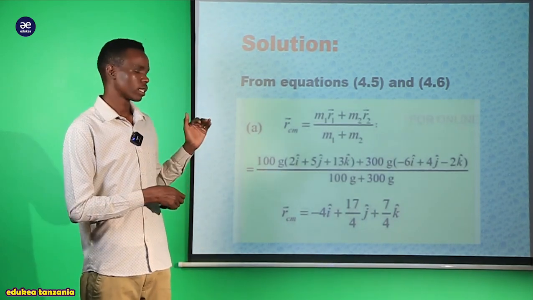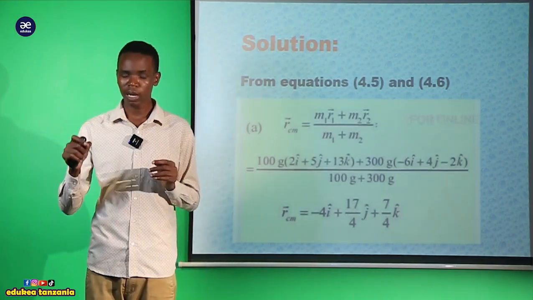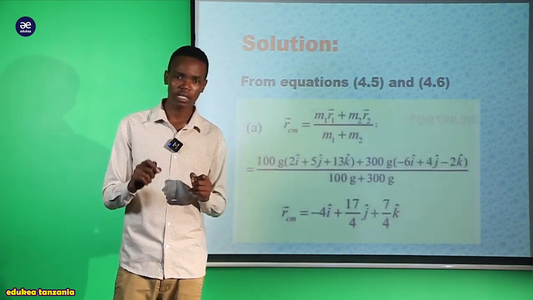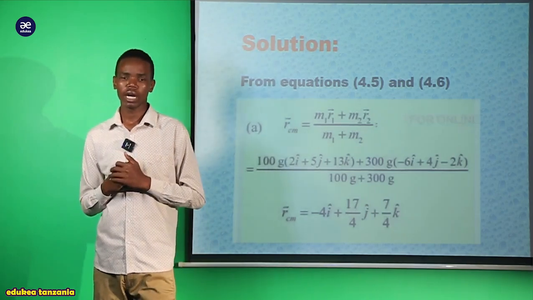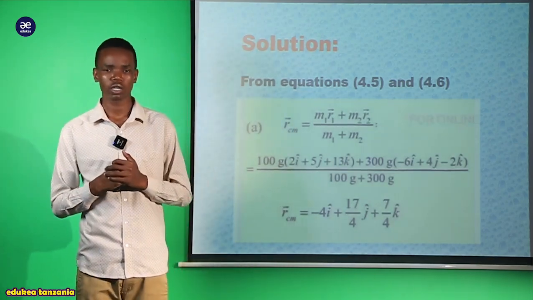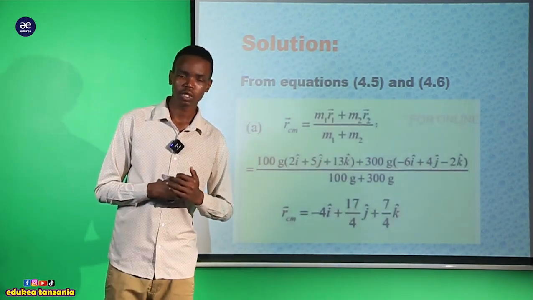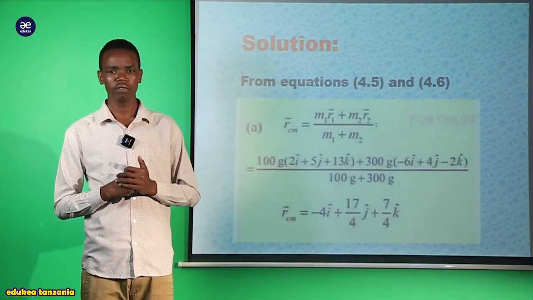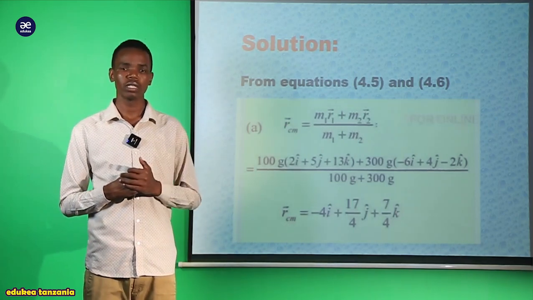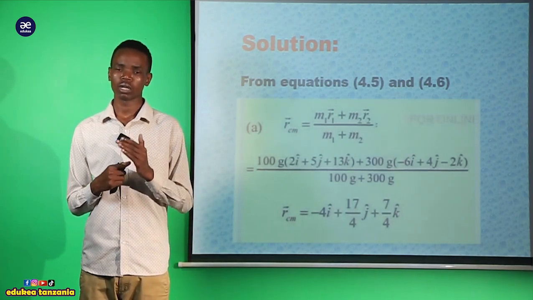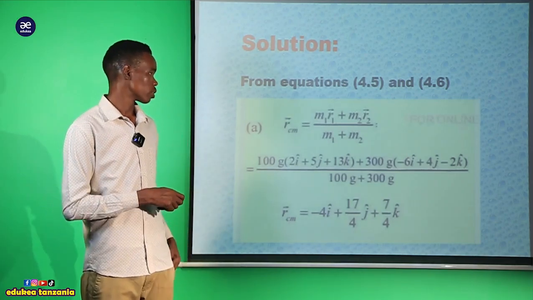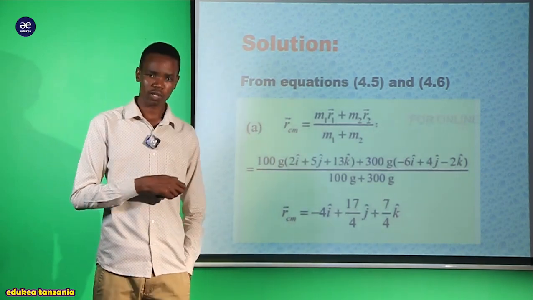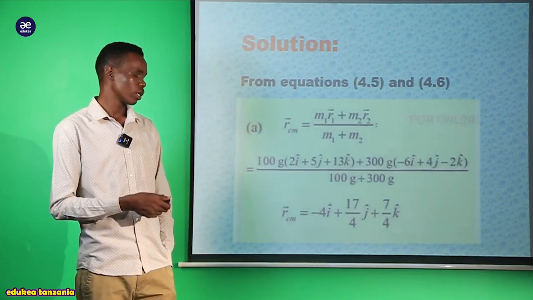We said that the vector R of the center of mass must be equal to mass 1 times the vector R1, then we add mass 2 times the vector R2, then we divide by mass 1 plus mass 2. But we should substitute our given values. What we are supposed to do is substitute the data given in our question, because the vector R1 has been given in our question, and the vector R2 has also been given. So what we need is to substitute.